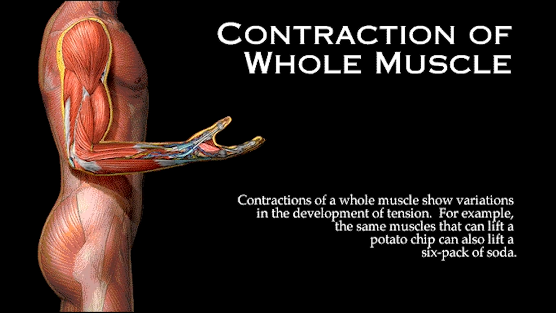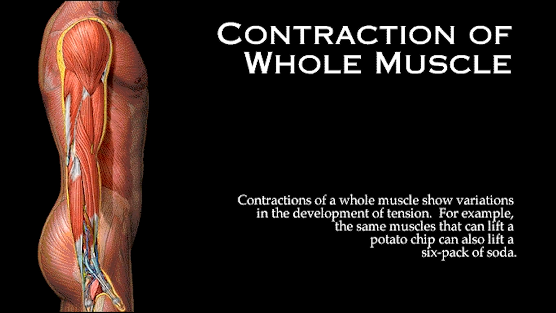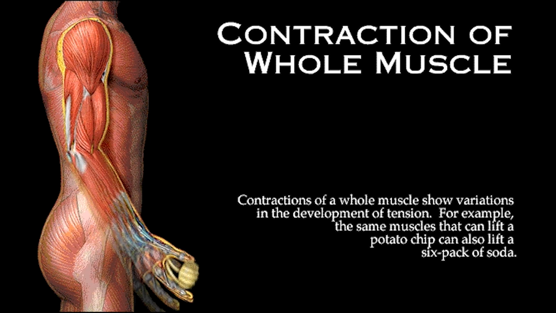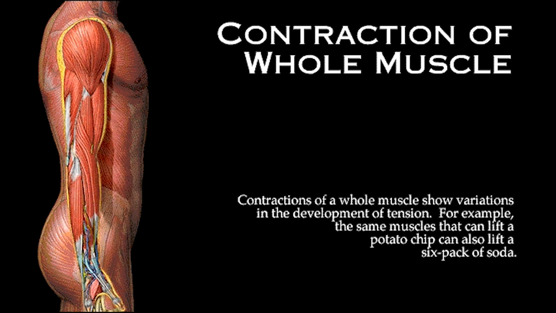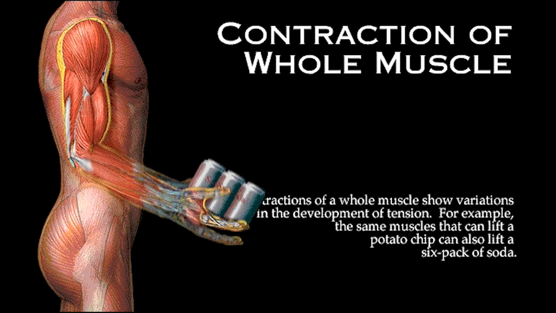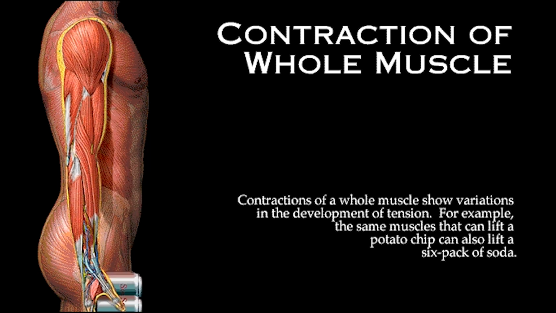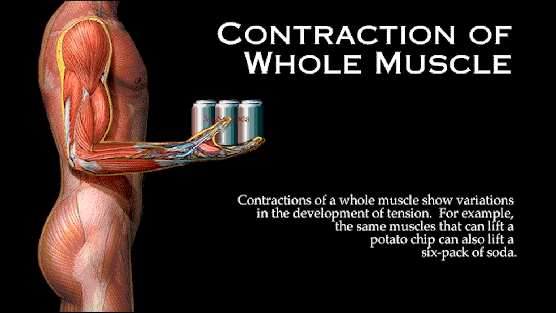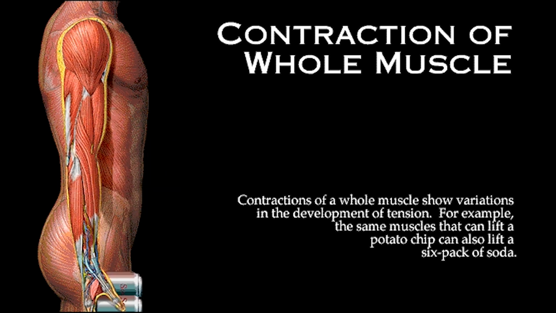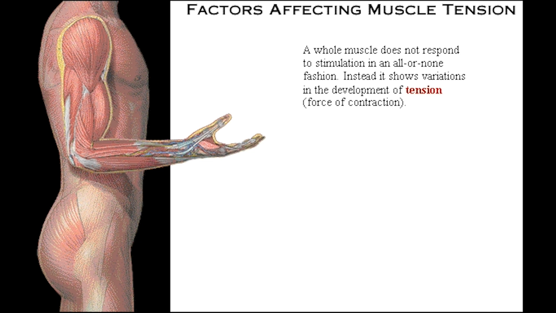Contractions of a whole muscle show variations in the development of tension. For example, the same muscles that can lift a potato chip can also lift a six-pack of soda. A whole muscle does not respond to stimulation in an all-or-none fashion. Instead, it shows variations in the development of tension or force of contraction.